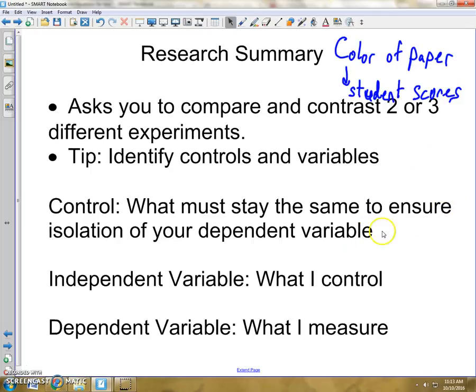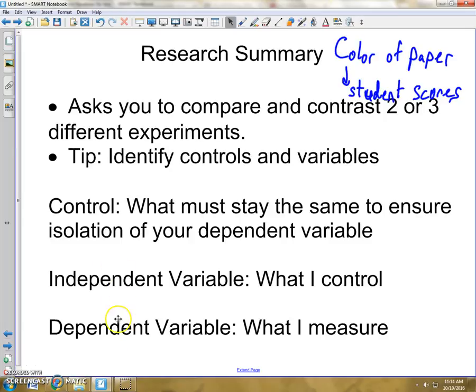So controls are things that you have to remain the same. That might be, if you're doing a classic experiment, like how does fertilizer affect plant growth? Well, you need to make sure you have the same type of plants. You need to make sure that they get the same amount of water. You need to make sure they get the same amount of sunlight. So there's lots of variables there that you have to keep the same, and that's the control.